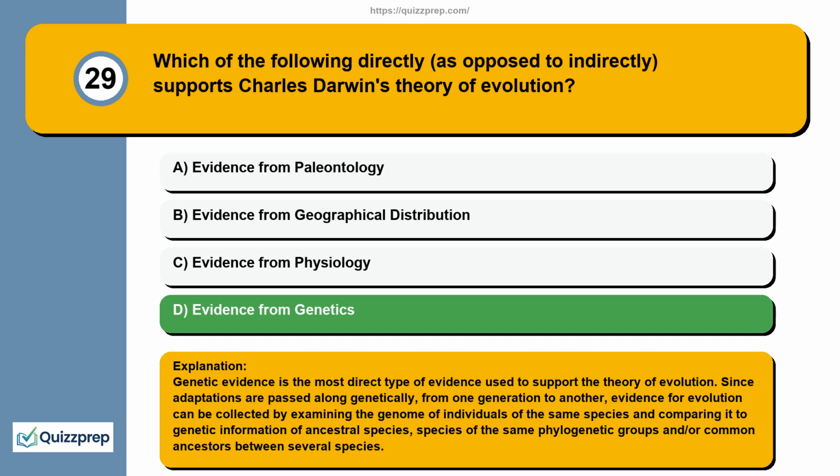Genetic evidence is the most direct type of evidence used to support the theory of evolution. Since adaptations are passed along genetically, from one generation to another, evidence for evolution can be collected by examining the genome of individuals of the same species and comparing it to genetic information of ancestral species, species of the same phylogenetic groups and/or common ancestors between several species.